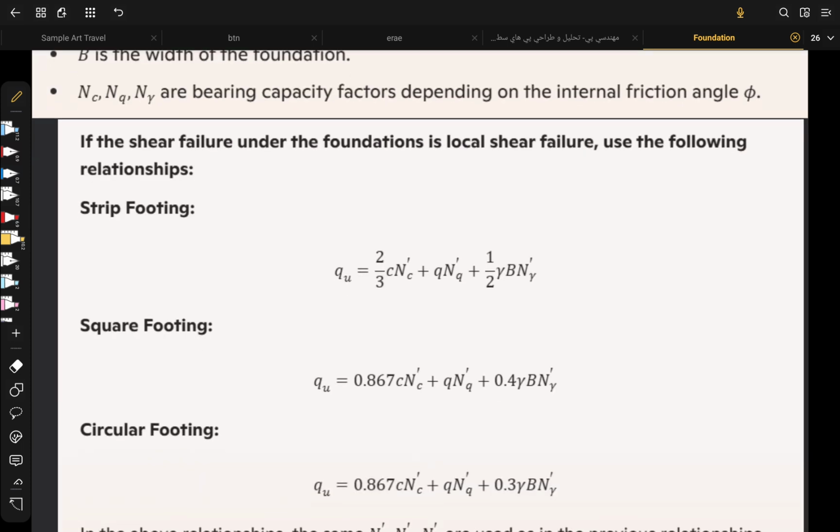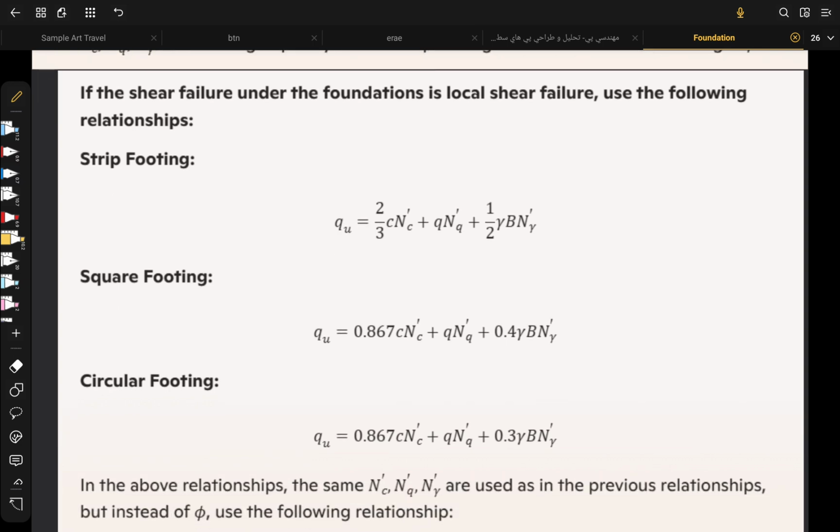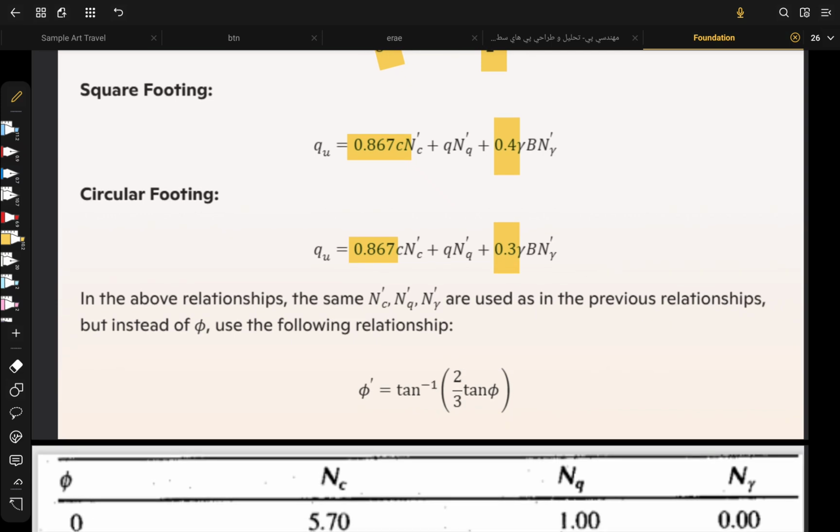Okay, if the shear failure under the foundation is local shear failure, use the following relations. If the shear failure under the foundation is local shear failure, we have three kinds of foundation. If it's the first one, we use the equation up, and if the second one, we use the equation down. You can see the terms are really similar, but some of the numbers are different, and I printed them for you to understand. But the most important thing you must know is you use this modified theta instead of the theta we have.